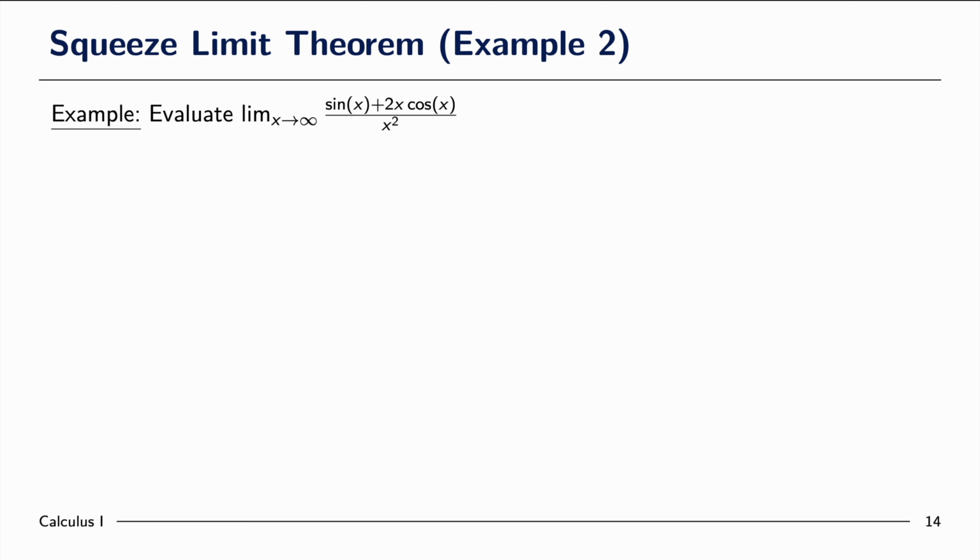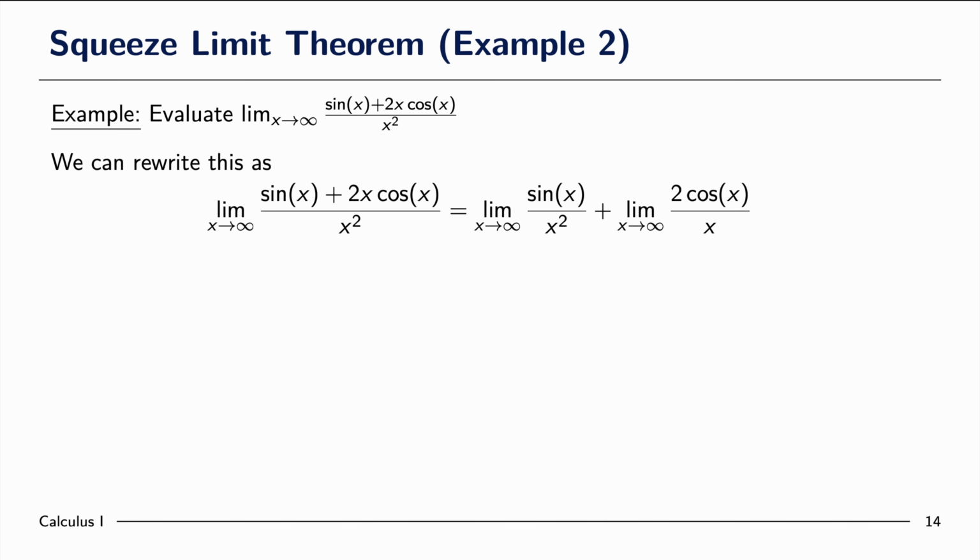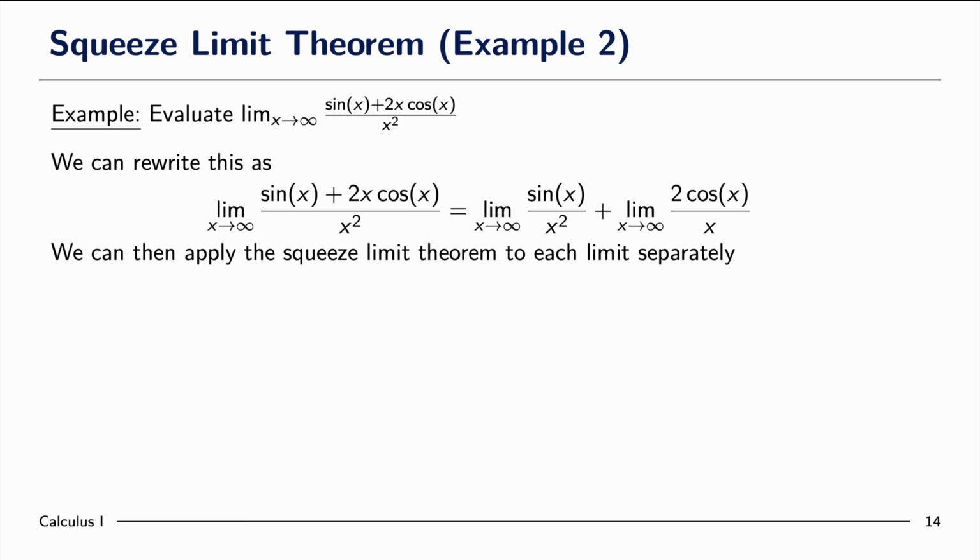Let's try to evaluate the limit of sine of x plus 2x times cos of x, divided by x squared, as x approaches infinity. Now this would be a pretty difficult function to directly apply the squeeze limit theorem to, so we can split up the function into two separate functions. We have the limit of sine of x divided by x squared as x approaches infinity, plus the limit of 2 times cos of x divided by x as x approaches infinity. So now we can apply the squeeze limit theorem to each limit separately.